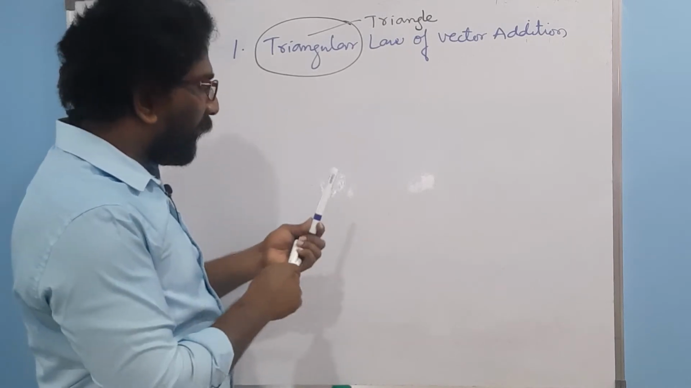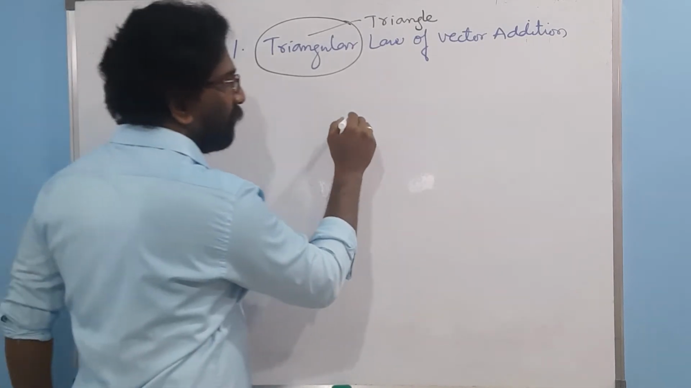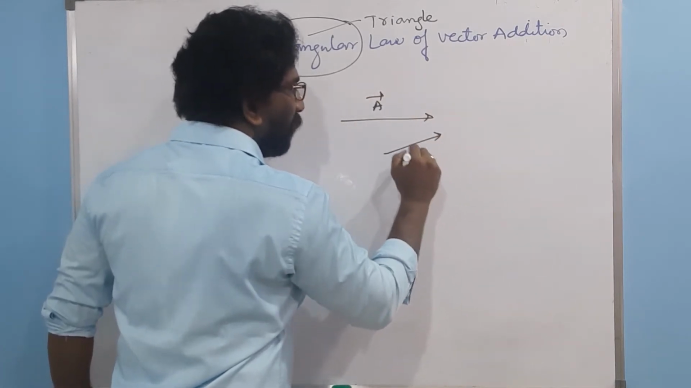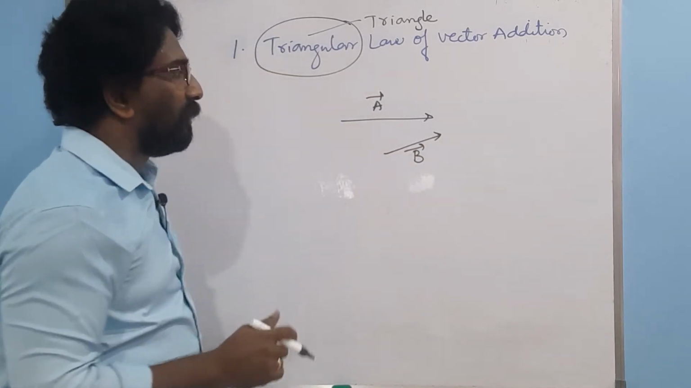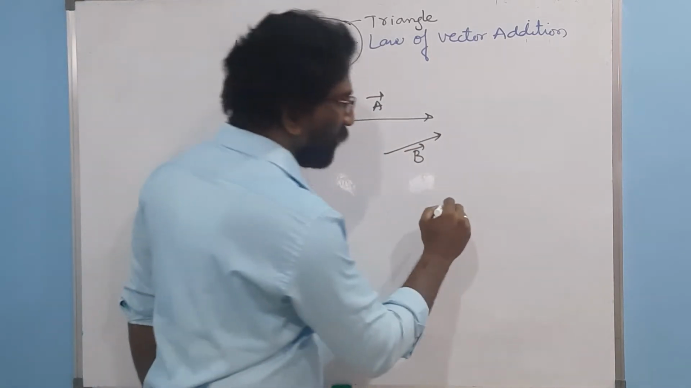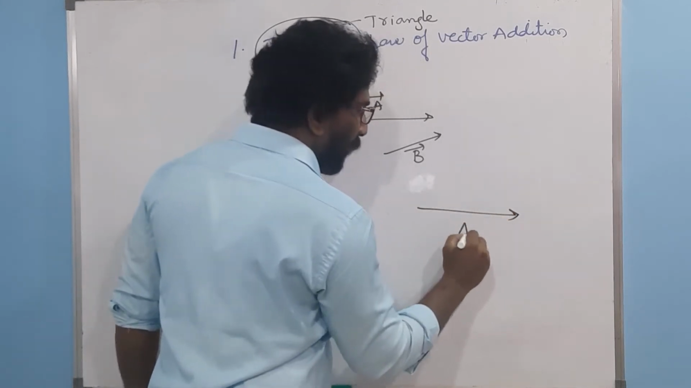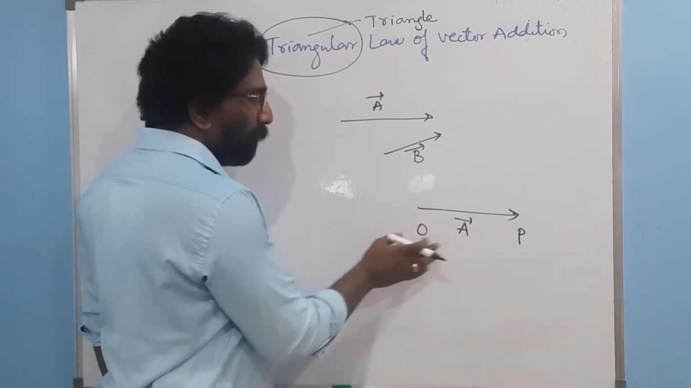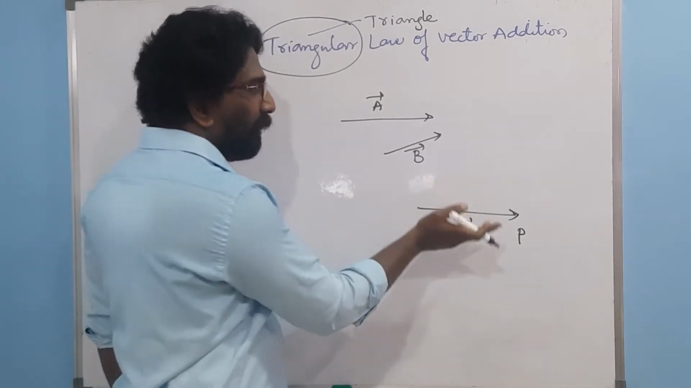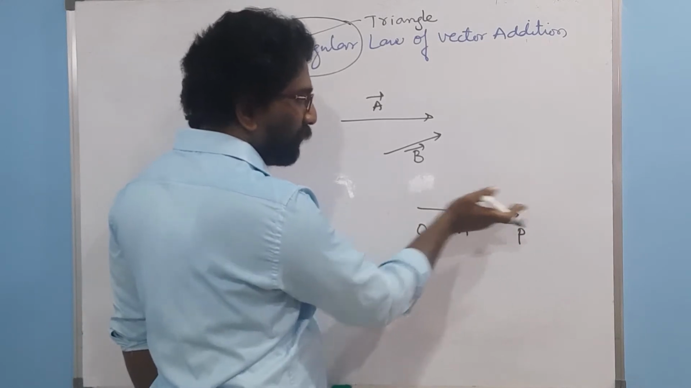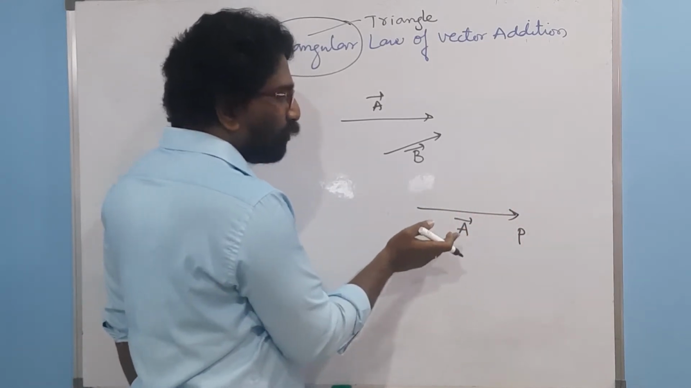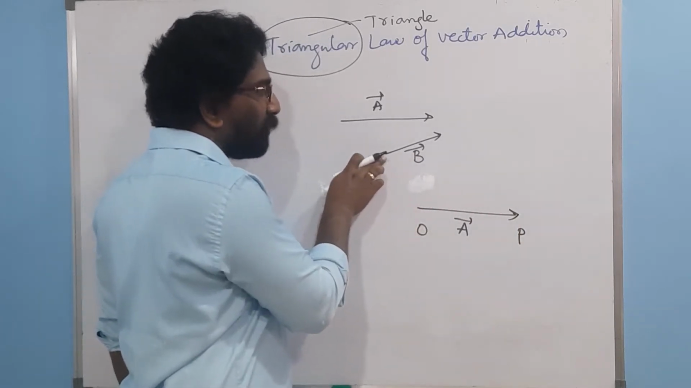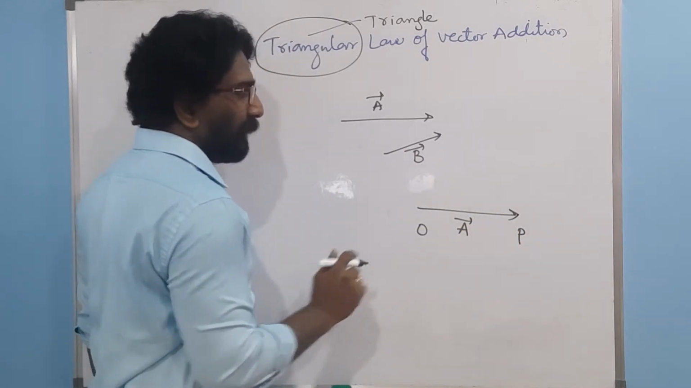So for this one, let me consider there are two vectors like this, vector A and vector B, and these two vectors I need to add. In order to add these two vectors, let me take my first vector A, which is denoted by OP, and let it be the first vector. Then the second vector should be connected in the same direction, in such a way that the tail of B vector is connected to the head of A vector.